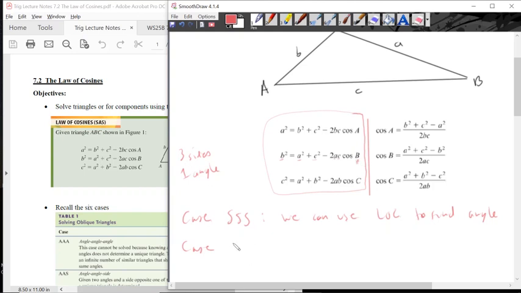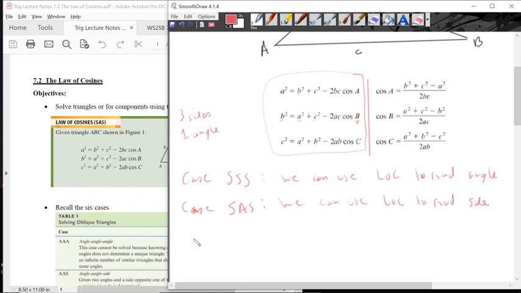What else could we do? What if we had a side, angle, side? That is, if we had two of the sides and the one angle, then we can use the law of cosines in order to find the remaining side.